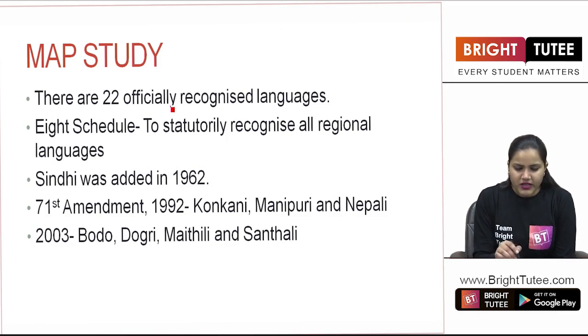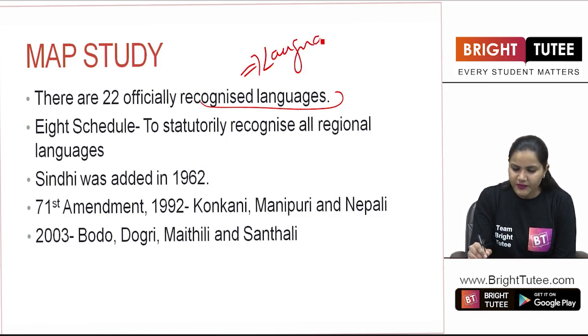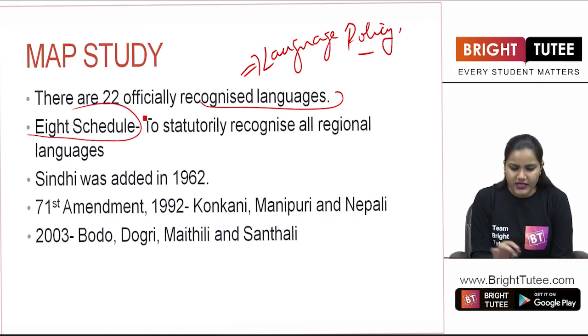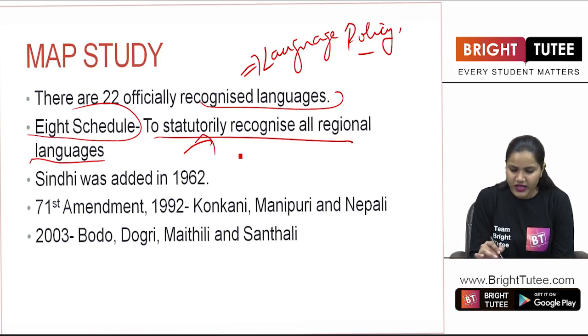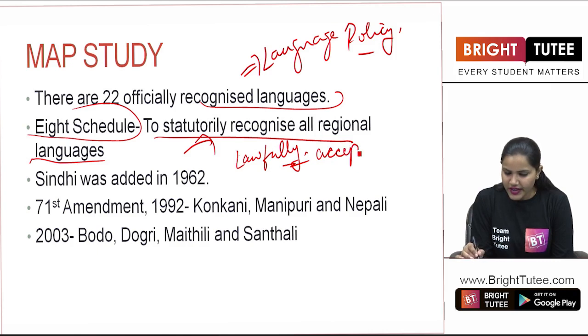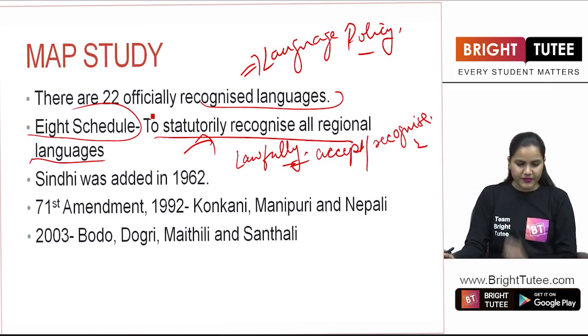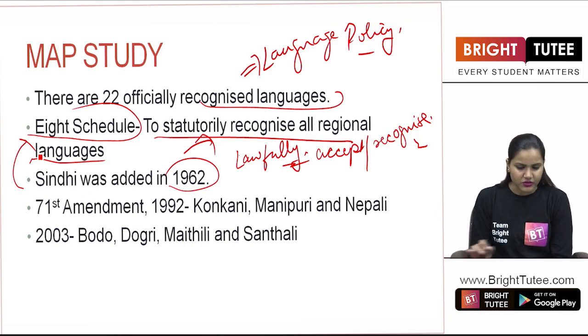Apart from this, there are 22 officially recognized languages. Again, when you learnt about the language policy, we also talked about the scheduled languages, students. That has been mentioned in the 8th schedule. All these languages have been recognized as regional languages, to lawfully accept or recognize these regional languages. And how many languages are there? 22 officially recognized languages.